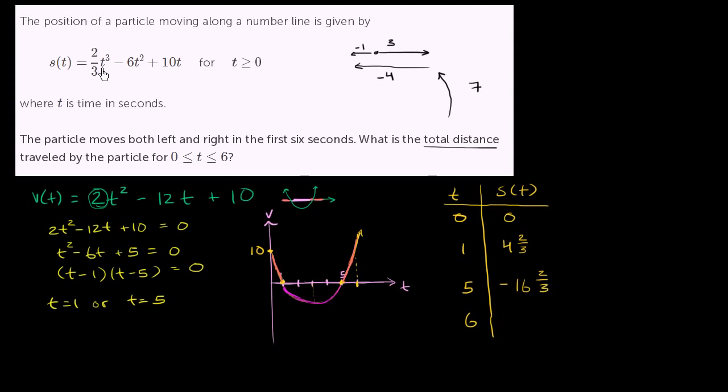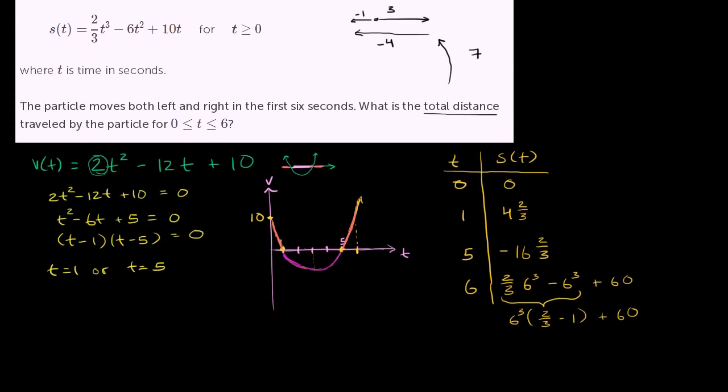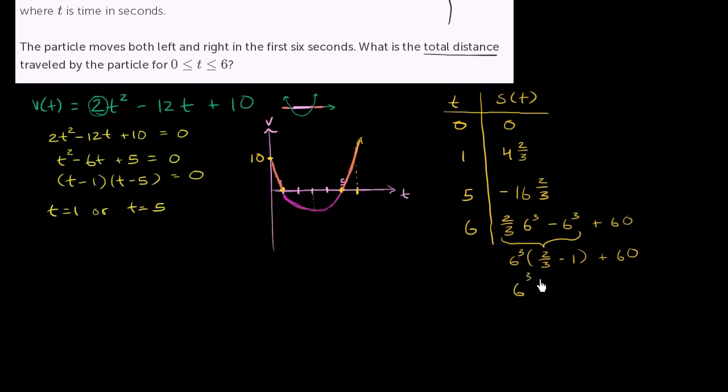And then at 6 seconds, it's going to be 2/3 times 6 to the 3rd. I have to write this one down. 2/3 times 6 to the 3rd minus 6 times 6 squared. Well, that's going to be minus 6 to the 3rd again, plus 60. And let's see, how can we simplify this? We can factor out 6 to the 3rd. This is 6 to the 3rd times 2/3 minus 1, plus 60. So this is going to be 6 to the 3rd times negative 1/3 plus 60.